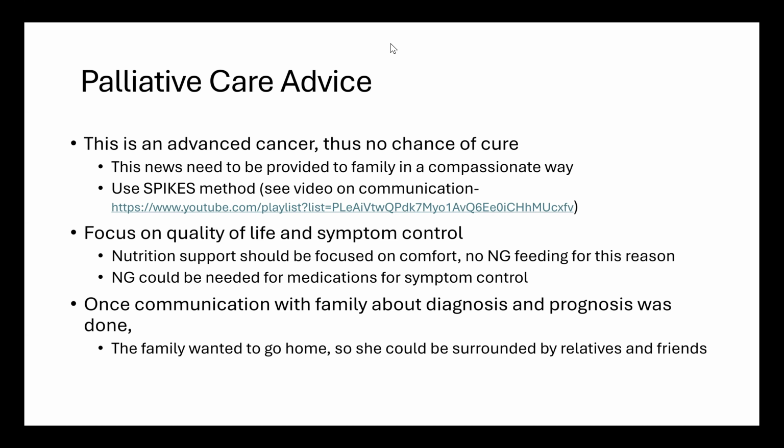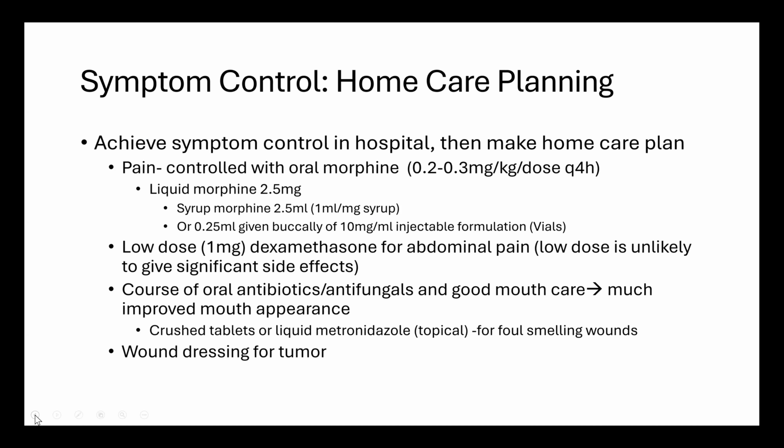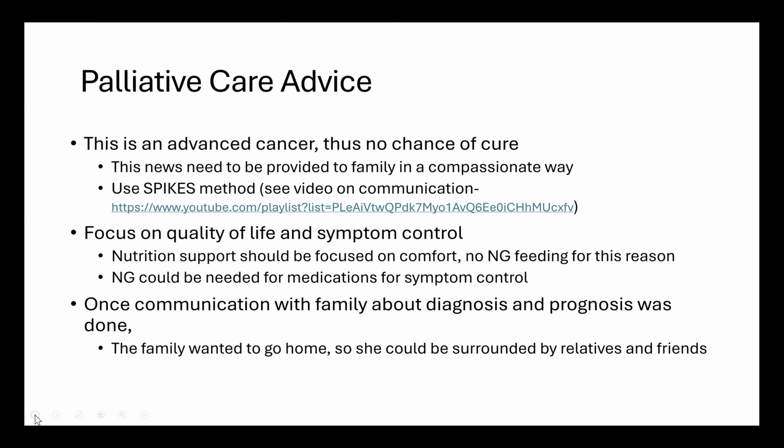After that type of compassionate communication was given, the team focused on quality of life and symptom control. The team looked at nutritional support, focused on comfort, and decided not to do NG tube feeding. The NG tube could be needed for medications for symptom control if it was necessary. Once the diagnosis and prognosis were shared with the family, they decided that they wanted to go home so that the patient could be surrounded by their relatives and family.